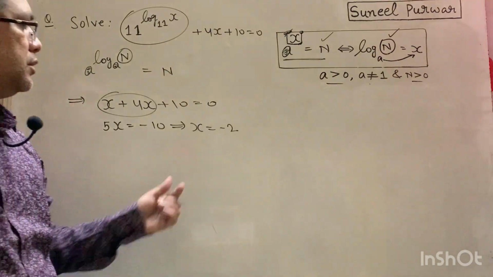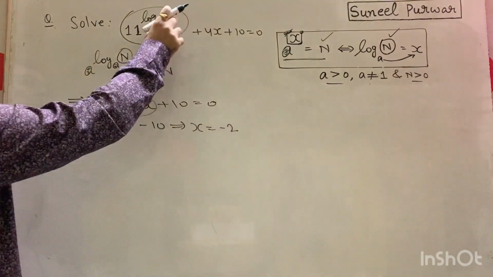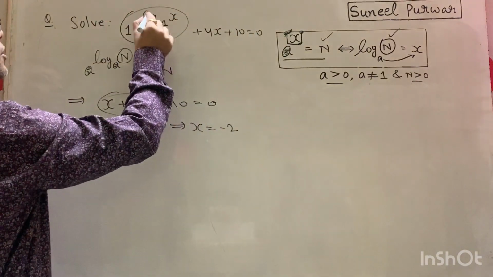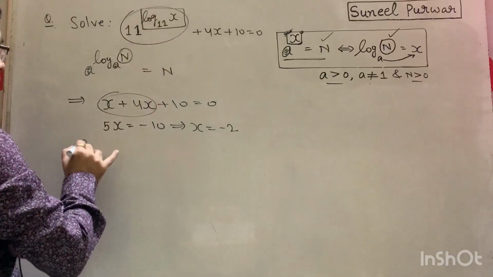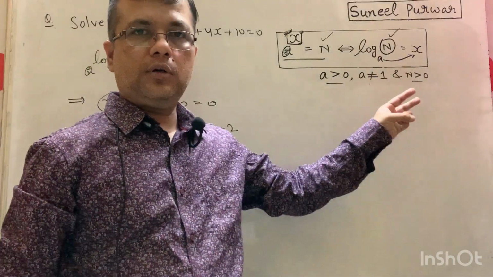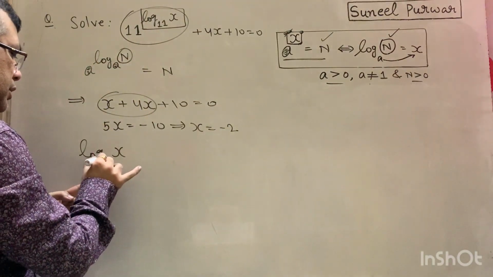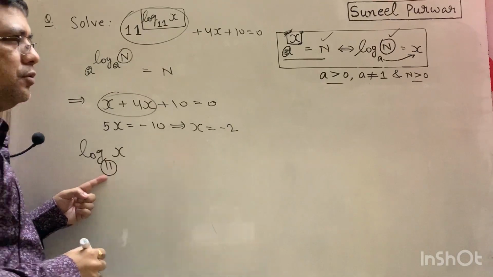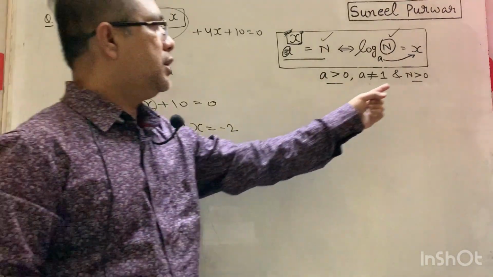Don't be in a hurry to say this is your answer. Why? Because in the question you are talking about this logarithm, log of x base 11. And you know, for a logarithm, what are those three conditions? Base must be positive. It is. Base must not be equal to 1. It is. And what is another condition?